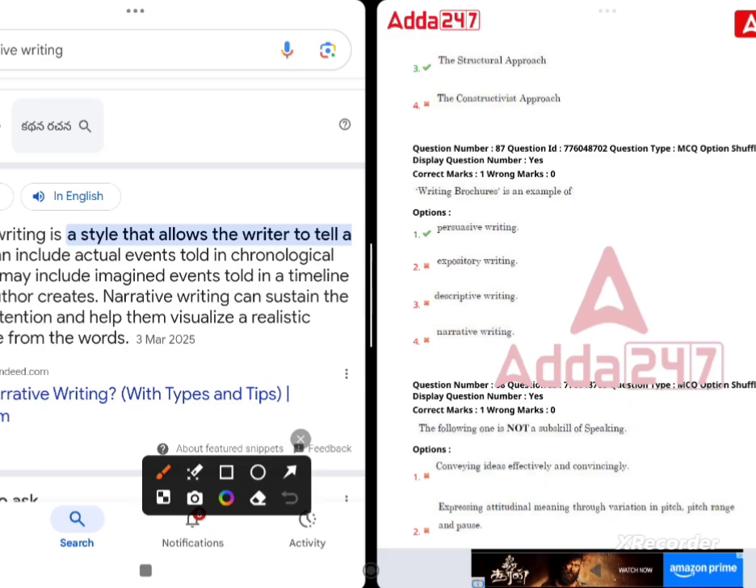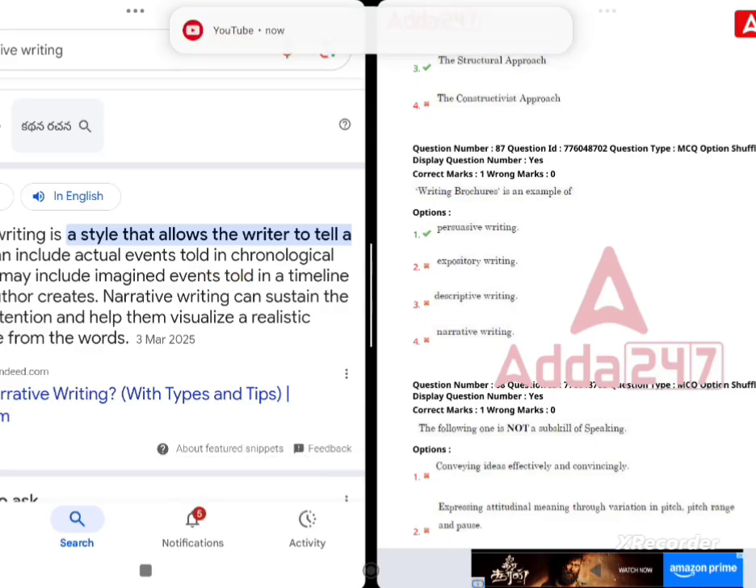Narrative writing. Narrative writing is a style that allows the writer to tell a story. It can include actual events told in chronological order, or it may include imagined events told in a timeline that the author creates. Narrative writing can sustain the reader's attention and help them visualize or realistically experience the world.